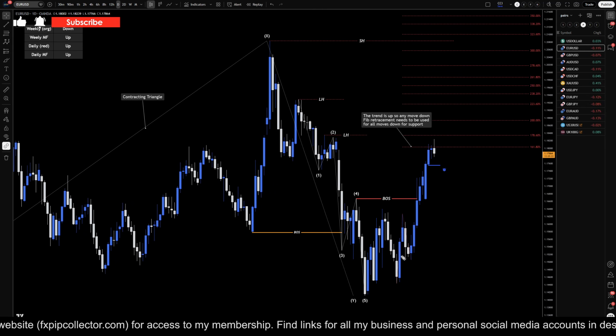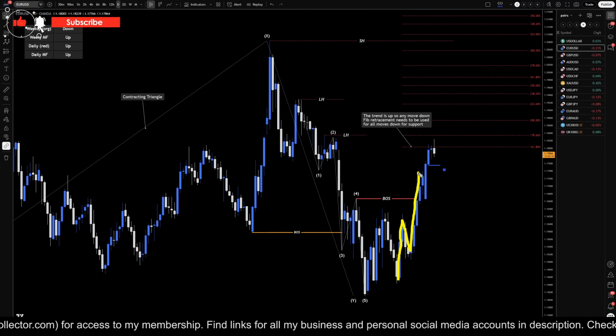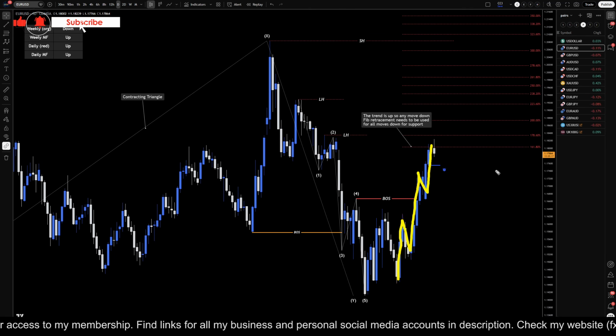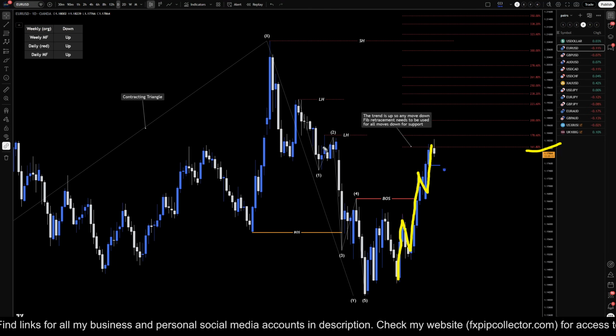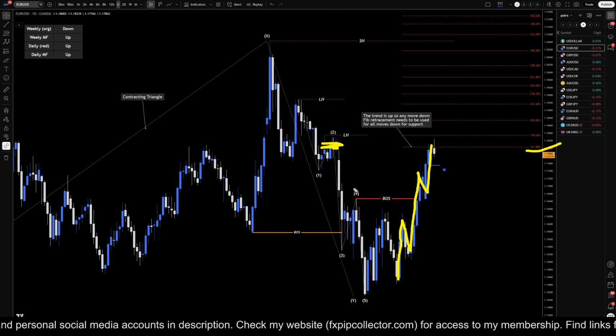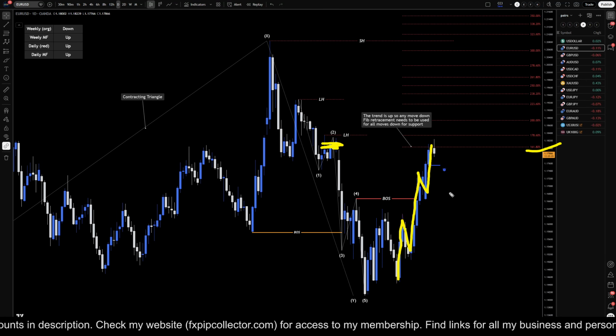Euro dollar, pretty much the same exact analysis. 1, 2, 3, 4, and 5. We are sitting at the 161%. Definitely seems like a pretty good area of resistance. There's a little drop-base-drop zone right here. That seems also like a pretty good area of resistance. There's no engulfing down yet. There's no break of structure down yet. So we do have to be a little bit cautious with our shorts.